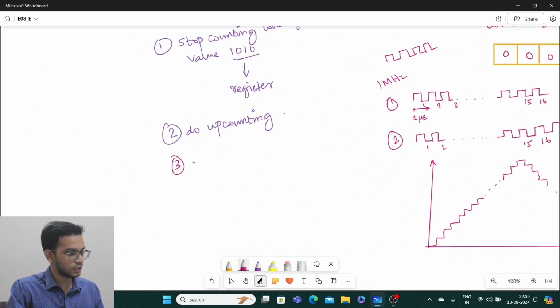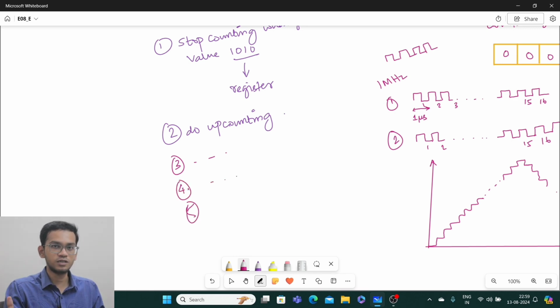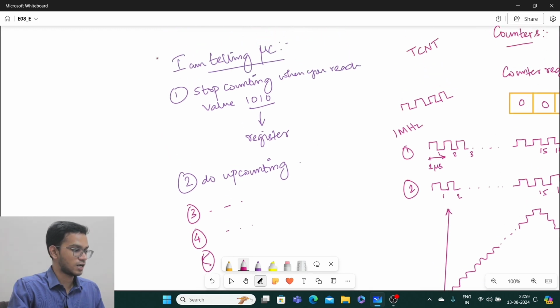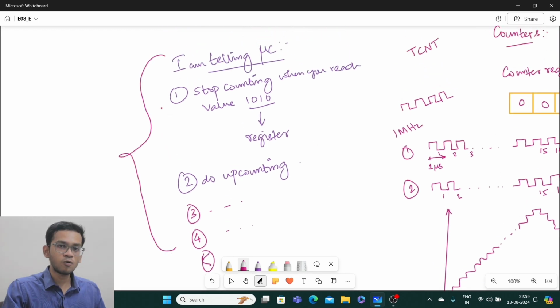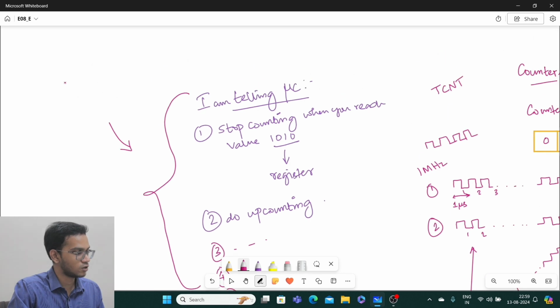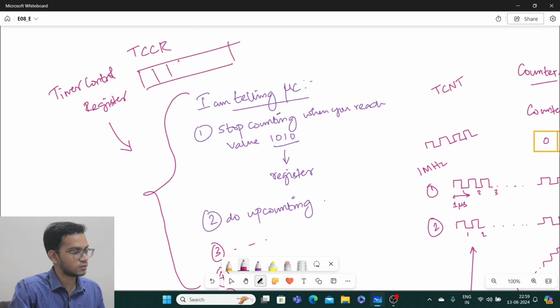So there are many ways I can tell my microcontroller to operate. Whatever instructions I give on how to increment or decrement the value, or how to operate these registers associated with timers and counters, this information will be stored in another register called the timer control register. In Arduino, we have this as TCCR, timer counter control register. This is again a register. It may have some zeros and ones.